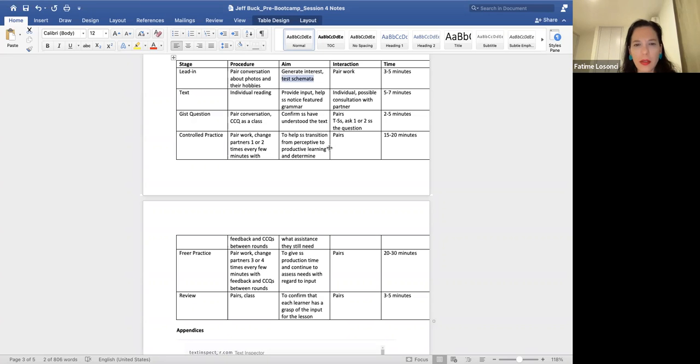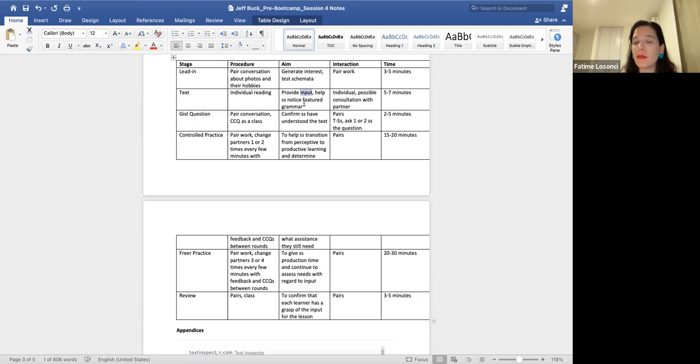And then, yeah, just generally vague or generic language like "provide input and help students notice featured grammar" is not going to cut it on the Delta, because we would have needed more detail on exactly what's happening in this procedure box. Okay, provide input on what? Help notice grammar features, which features exactly?